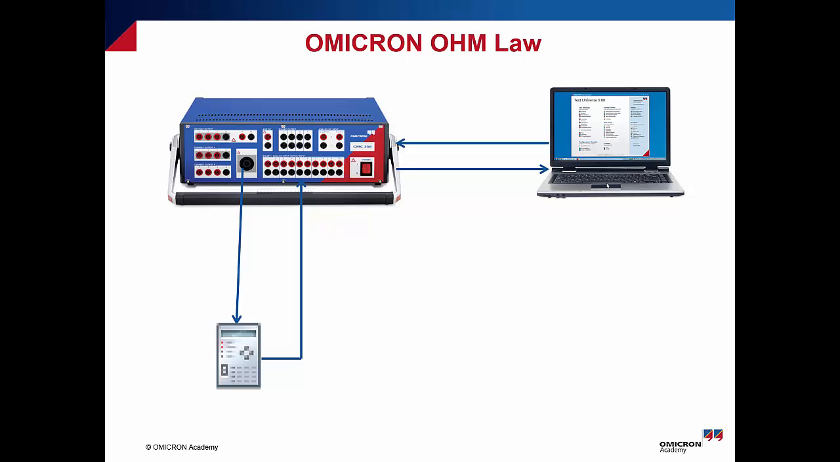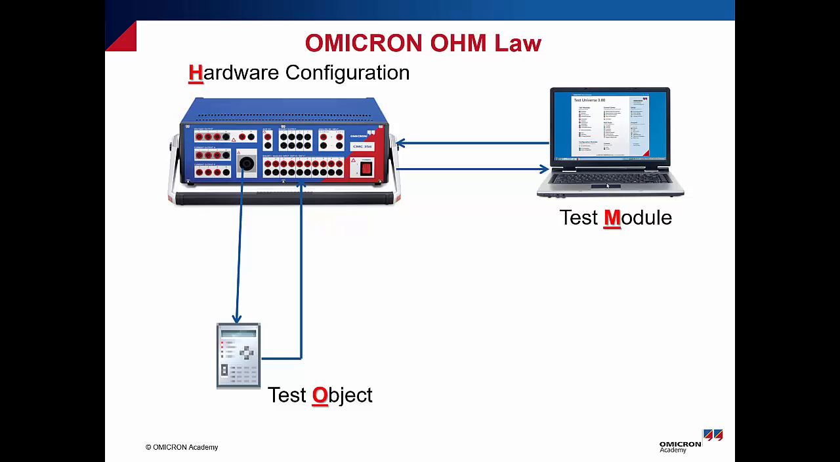Let's start with the OHM law. In Omicron, we use the OHM, O-H-M, to do any kind of testing by using Test Universe. O represents the test object, which is the device under test. H represents the hardware configuration, which is related to the configuration of the test equipment, like how many current channels you need to activate, how many binary inputs and binary outputs you would like to activate based on your application. And for sure, it ends with the test modules, which is how many test modules you would like to apply, or which test module you would like to apply.